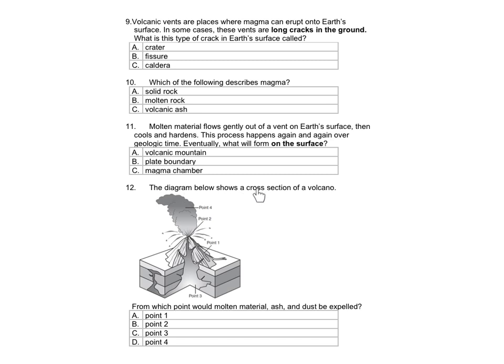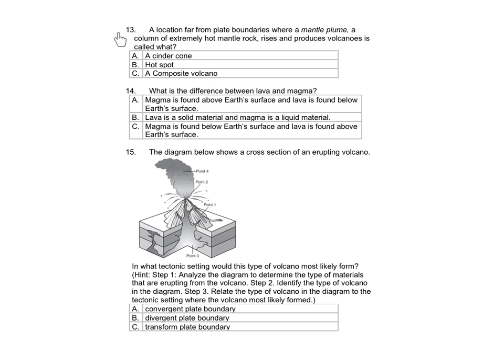Number 12. The diagram below shows a cross-section of a volcano. From which point would molten material, ash, and dust be expelled? A. Point 1. B. Point 2. C. Point 3. D. Point 4. Number 13. A location far from plate boundaries where a mantle plume, a column of extremely hot mantle rock, rises and produces volcanoes is called a what?